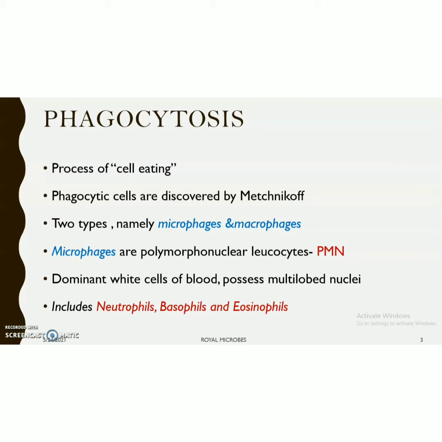The process of cell eating is called phagocytosis, and it is conducted by a group of cells called phagocytes. They were first discovered by Elie Metchnikoff. Two types of phagocytes are there, microphages and macrophages. Microphages are polymorphonuclear leukocytes. These are the dominant white blood cells present in our blood. They possess multi-lobed nuclei. These include neutrophils, basophils and eosinophils.